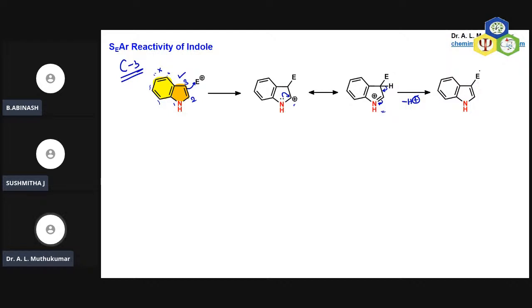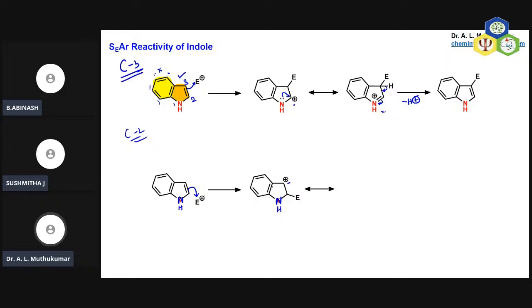Okay, now there is another possibility. Why can't the reaction take place at the C2 position? You might be asking the question. If the reaction is taking place at the C2 position, then instead of VX you can keep nitrogen, NH. So the reaction is taking place at the C2 position. If the electrophile is approaching the C2 position, the C3 position will be getting positive charge.